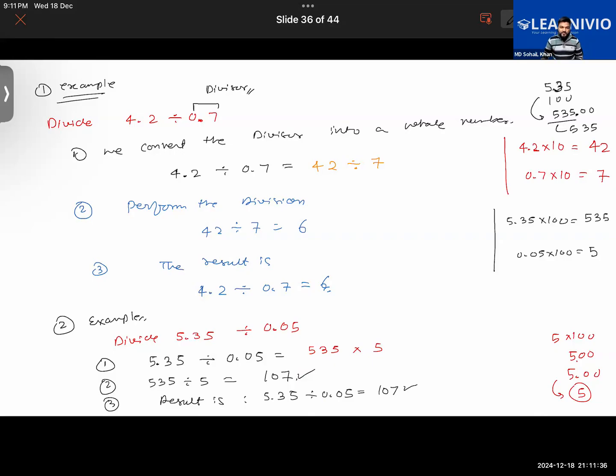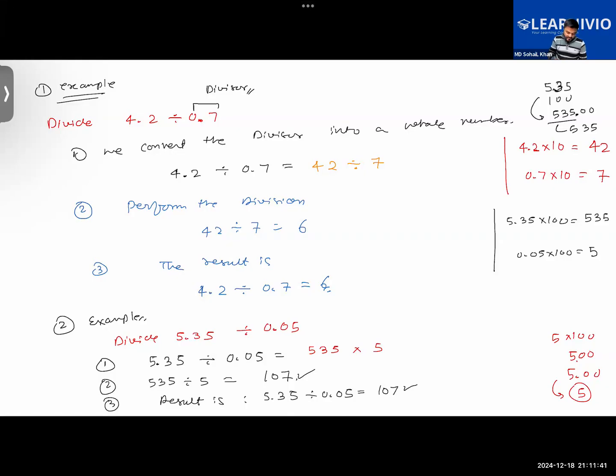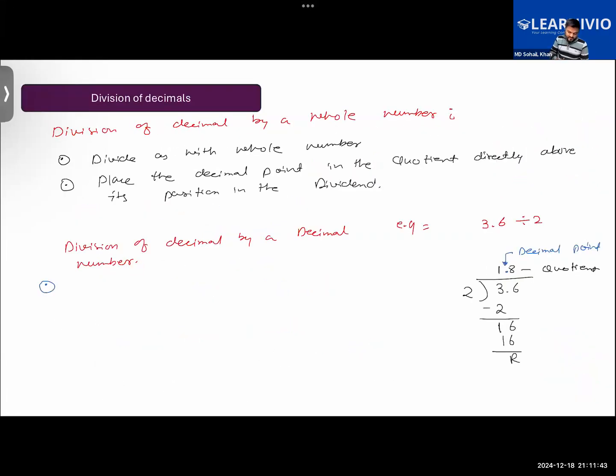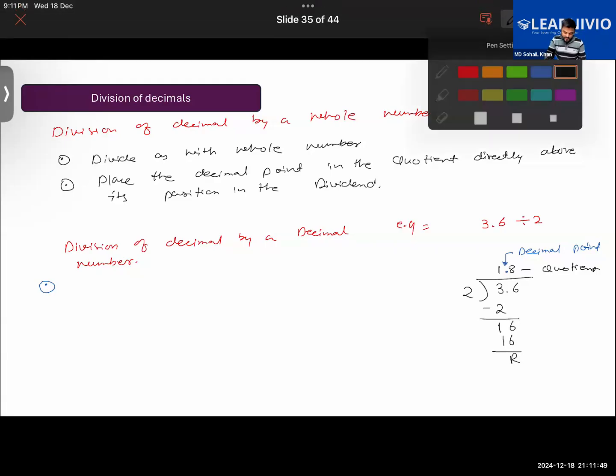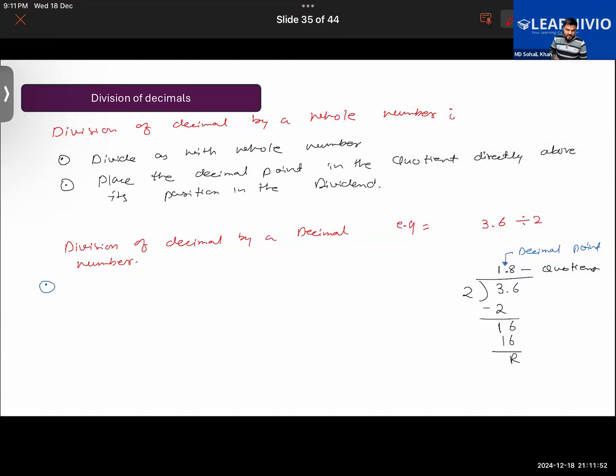Tell me if it is clear to you. Yes, it is. It is very good. Then write down the topic. Have you written this, division of a decimal by a decimal number? Yes, I have written. Good. So in this, write down that the first step is that you have to make the divisor a whole number.